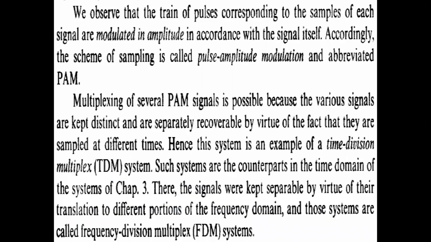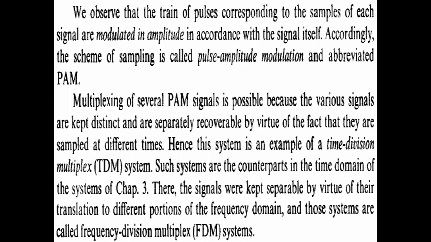we observe that the train of pulses corresponding to the samples of each signal are modulated in amplitude in accordance with the signal itself. Accordingly, this scheme of samples is called pulse amplitude modulation, abbreviated as PAM. So the amplitude of the samples varies. That scheme is imposed here. The amplitude of the samples changes according to the modulation. That is pulse amplitude modulation.